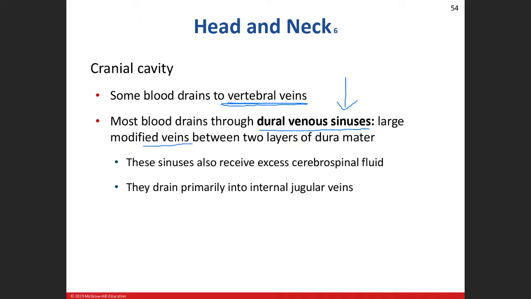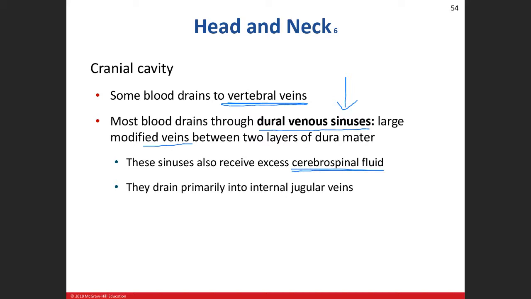Up there in the skull, they're modified veins, and the reason we call them modified veins is that these don't have valves in them. Remember, veins have valves. These don't. So where those two layers of the dura mater split apart, they have these spaces, and these sinuses are where that deoxygenated venous blood will drain into. And also, we'll find cerebrospinal fluid in there.